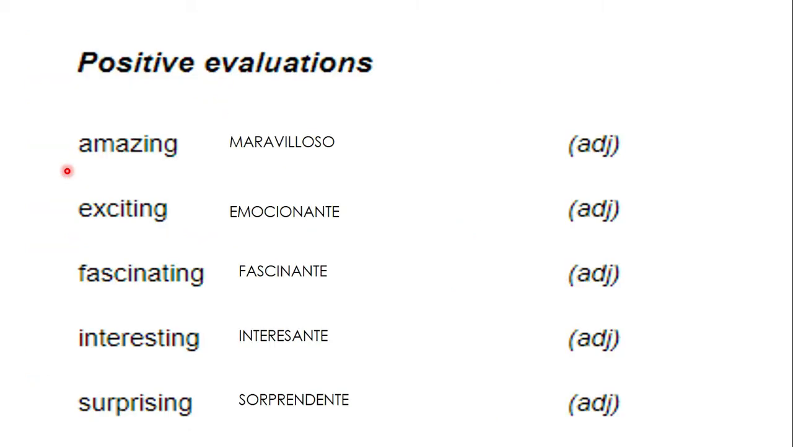Now, positive evaluations, ¿ya? Esto es en cambio para evaluar a una persona, a una situación o a una cosa. That's why they have ing ending. For example, amazing, okay? Amazing es maravilloso. Exciting, emocionante. Fascinating, fascinante. Interesting, interesante. Surprising, sorprendente.